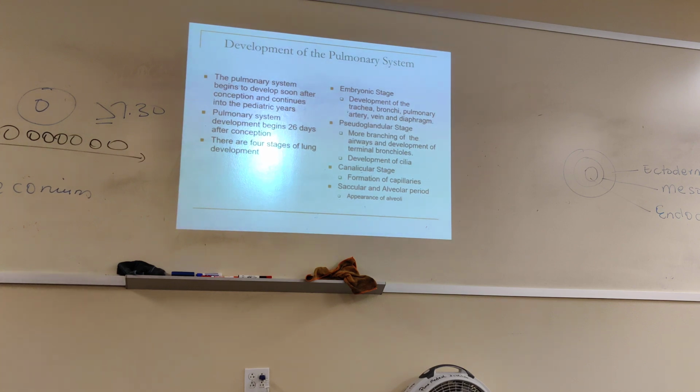And then after that, we go into the pseudoglandular stage of lung development. So in this stage, you have more branching of the airways and development of the terminal bronchioles. Now, the terminal bronchioles are the last branches of the bronchi that give rise to the alveolus, the very last branches of the bronchi. Okay, so you have your bronchioles, and then you have your terminal bronchioles.